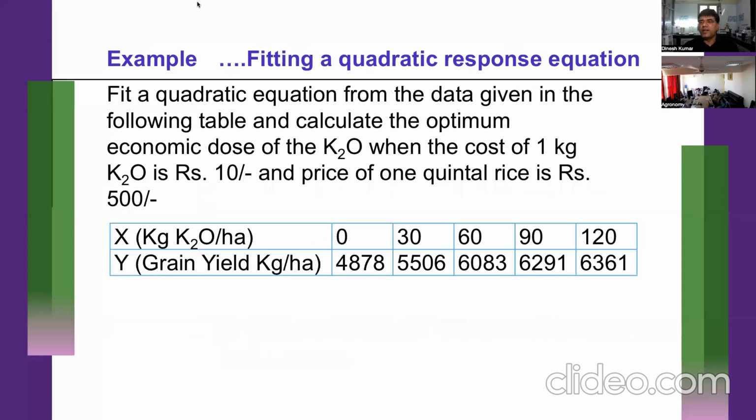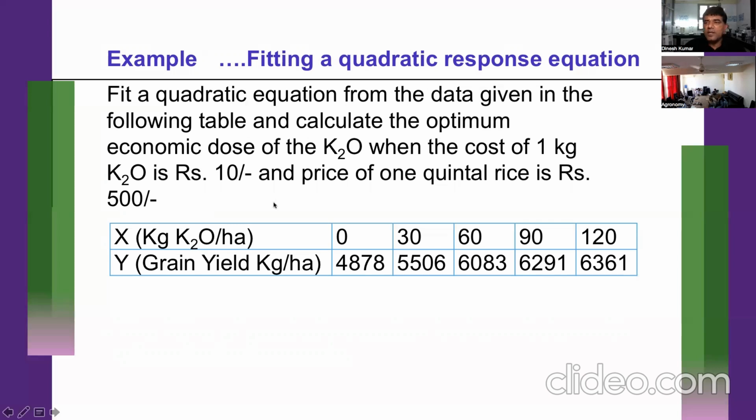Now, friends, this is the data. I have taken the same data from the Gomez and Gomez book. If you miss anything here, you can consult the book. So now we will understand how the values of A, B, C can be calculated by this example. Fit a quadratic equation, or linear or non-linear or curvilinear relation, from the data given in the table and calculate the optimum economic dose of K2O when the cost of 1 kg K2O is rupees 10 and the price of 1 quintal rice is rupees 500.